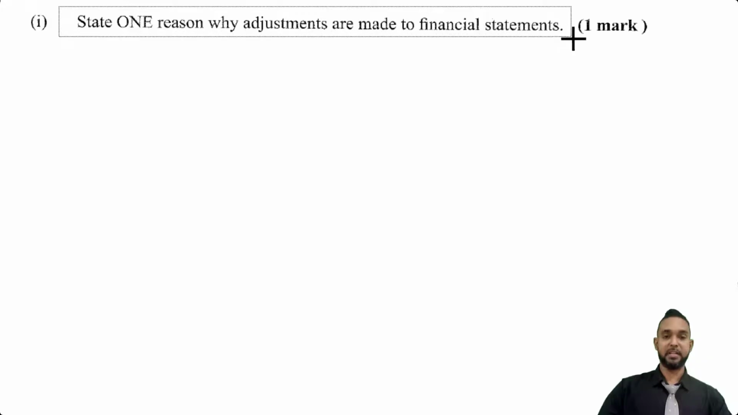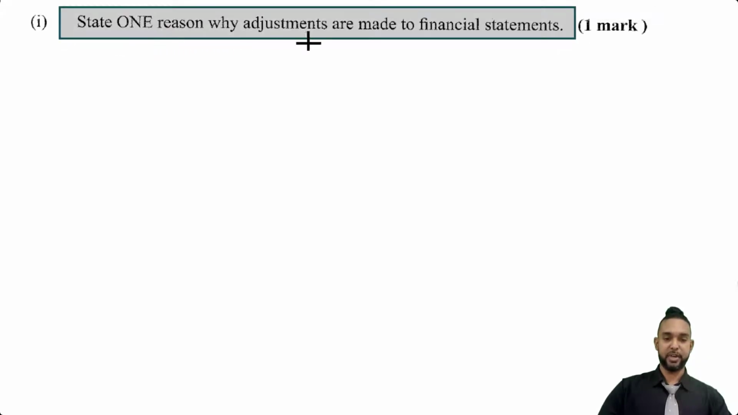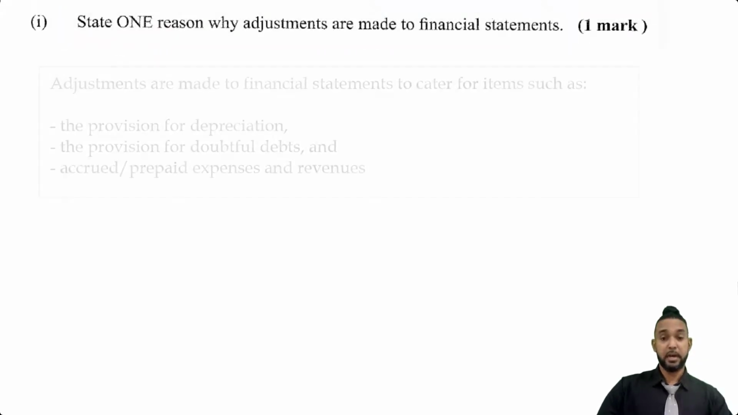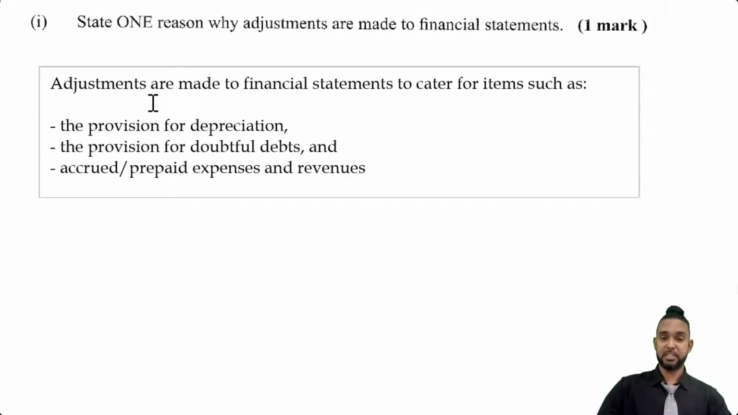Okay, let's take a look at the last part of the question. The first part of the last part says, state one reason why adjustments are made to financial statements. And there's a relatively simple answer to that. Adjustments are made to financial statements to cater for items such as the provision for depreciation, the provision for doubtful debts, and accrued or prepaid portions of expenses and revenues.